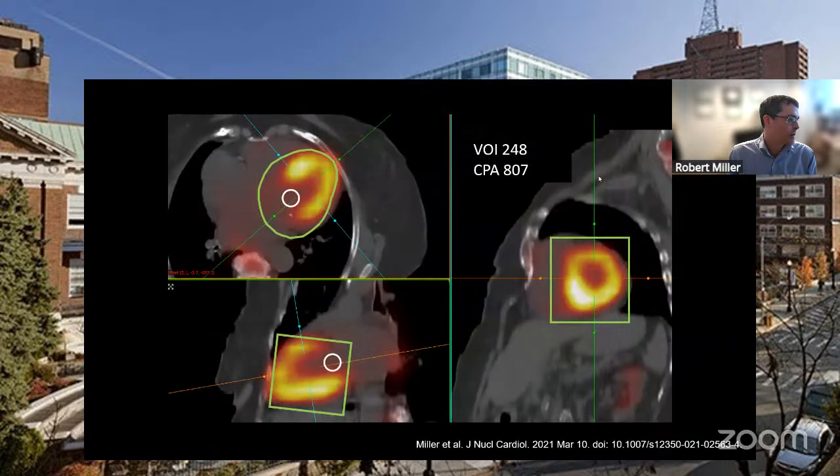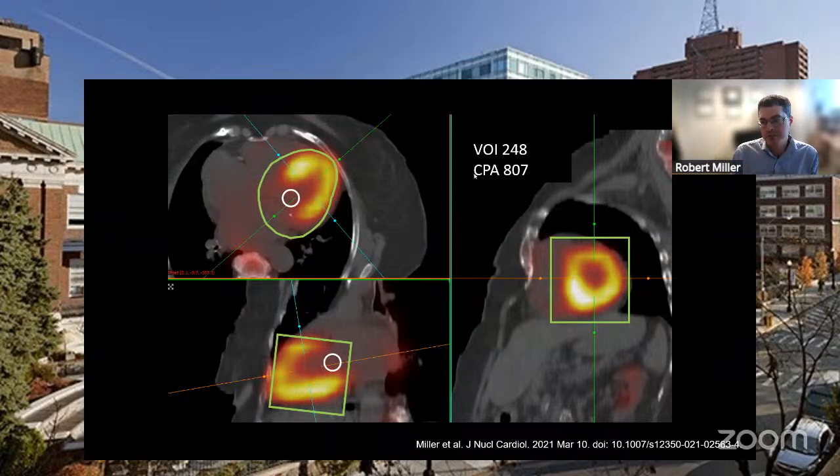We did work on a method to quantify this activity. In this study, I was the poor sucker who was drawing the circles. I would draw one region of interest in either the left atrium or the left ventricle to get a background, and then I draw a region of interest over the left ventricle. Then you can quantify all of the abnormal activity, which we just said is anything that was a certain threshold above background. Here, VOI is the volume of abnormal activity.